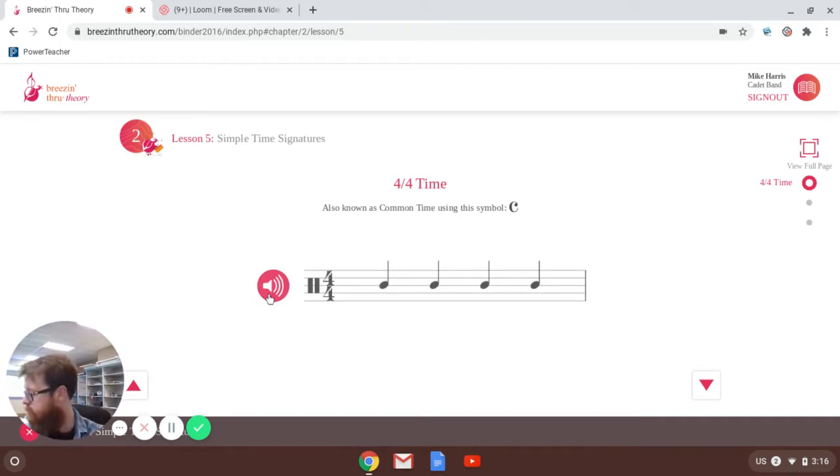Found on the left side of the music staff, the time signature indicates how many beats there are in each measure and what kind of note value gets the beat. In 4/4 time, there are 4 beats per measure and the quarter note gets the beat.